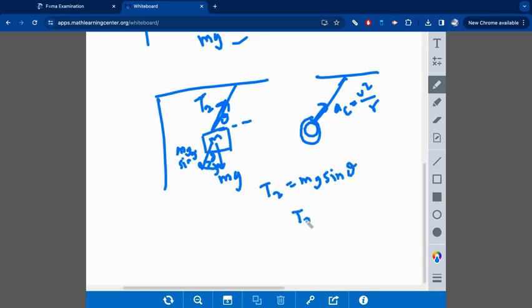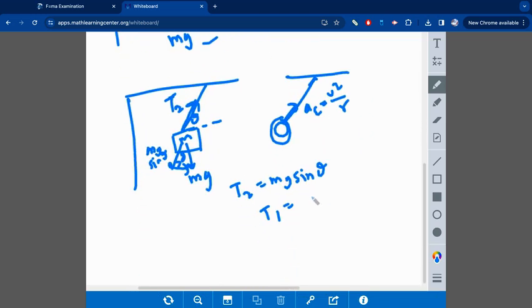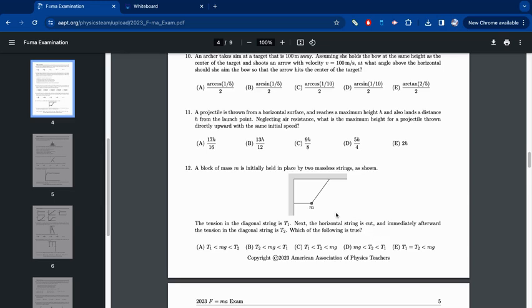If we compare it to T1, which is actually mg over sine theta, we know that therefore T1 has to be greater than mg, and mg has to be greater than T2. So this is our answer, which would be B.